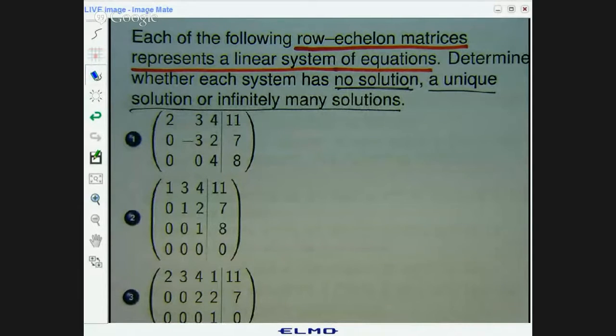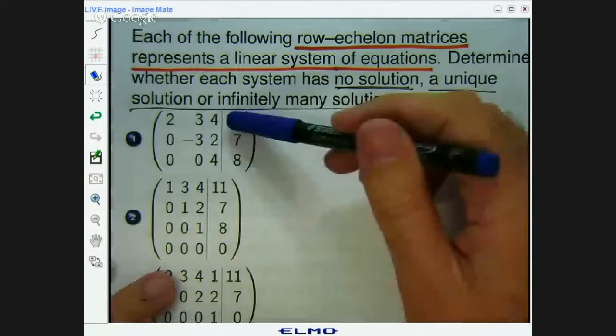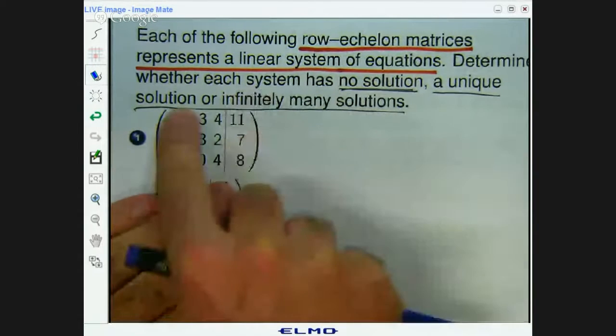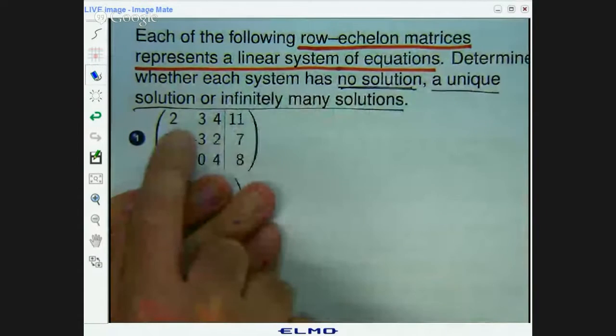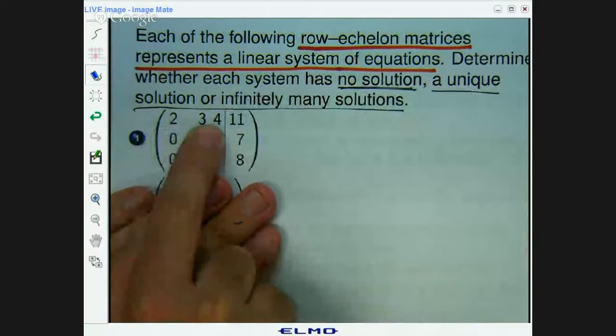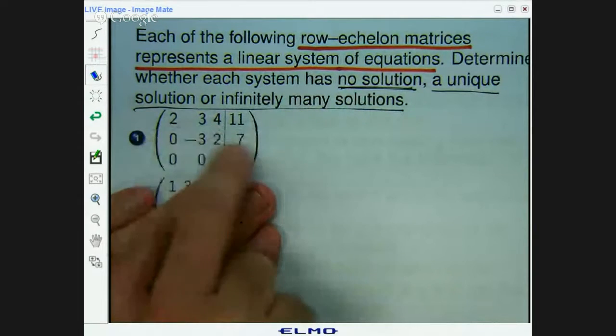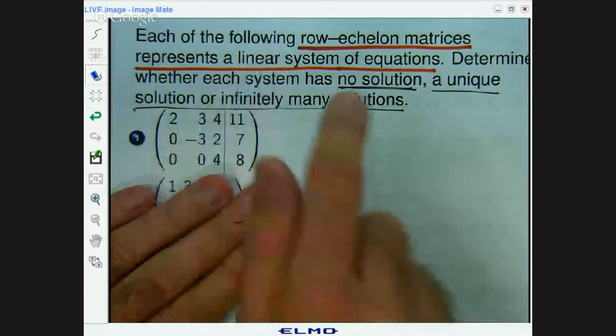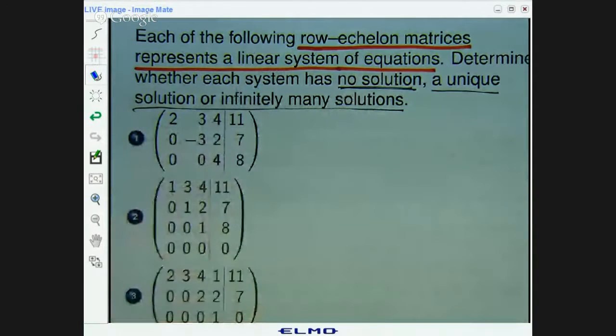Well, it's just a matter of looking at the columns of the matrix. Okay, so it's already in row echelon form. I've got some videos about that. Let's just consider the first matrix first. So this might be 2x plus 3y plus 4z equals 11, and so on. 0x minus 3y plus 2z equals 7. Each row represents a simplified equation.